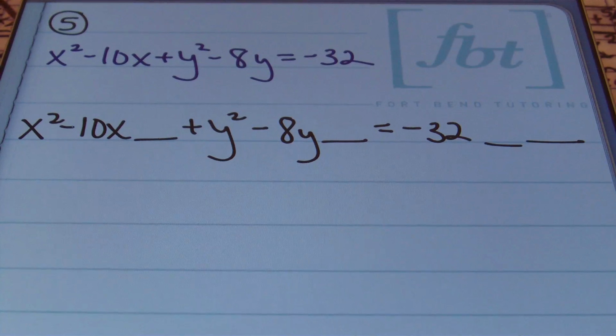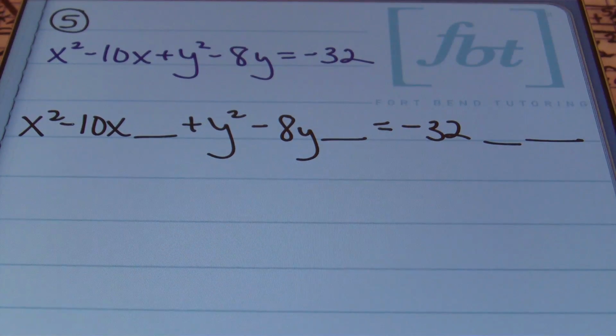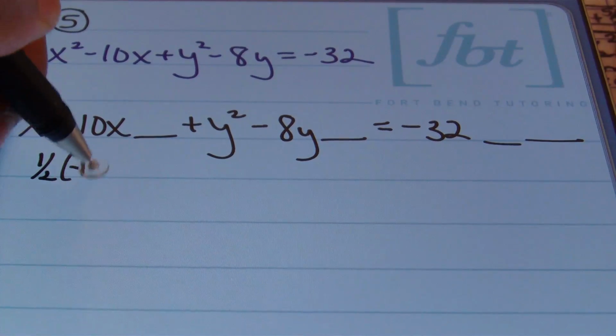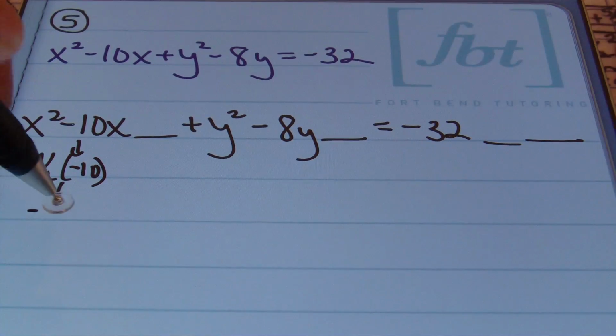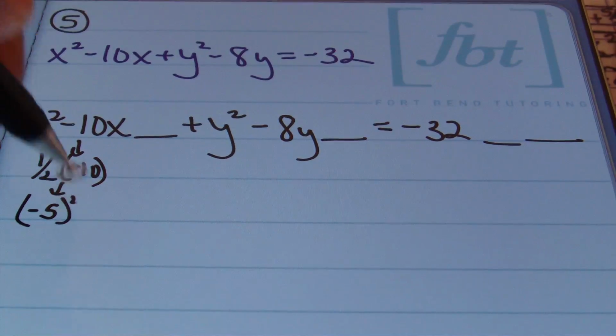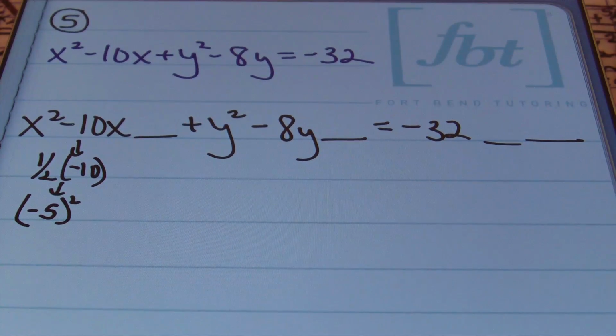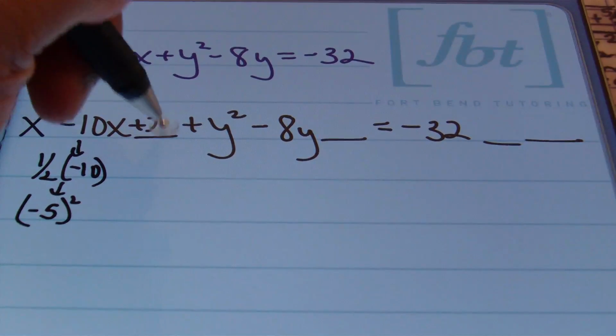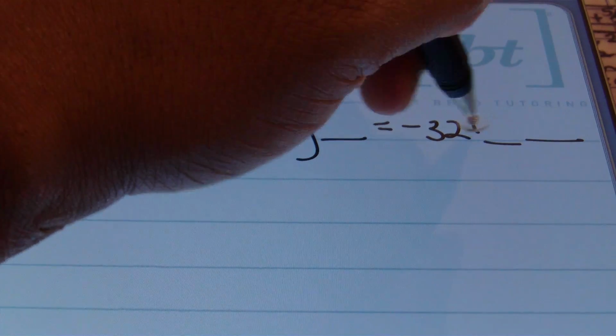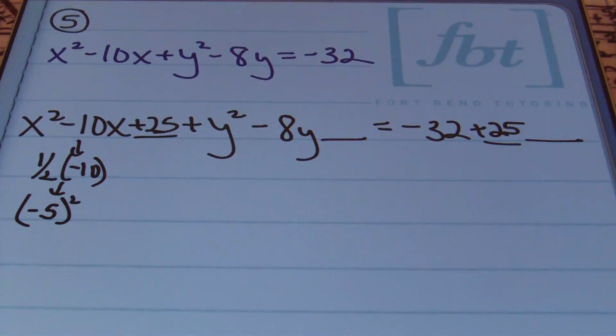the square on our x's and y's, we'll be taking half of the middle term's coefficient. So I'm going to take half of negative 10. That's right. So 1/2 of negative 10 gives me negative 5. And it's this negative 5 that I'll be squaring, because negative 5 times negative 5 is 25. We'll be adding 25 to both sides of the equal sign. All right, just like that.